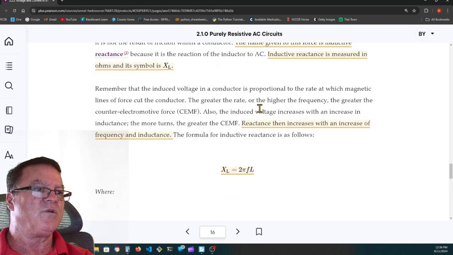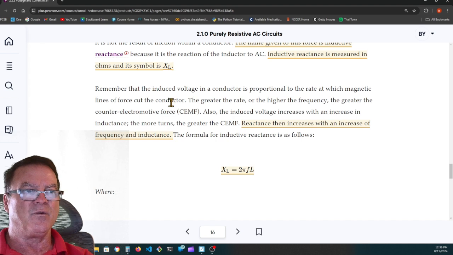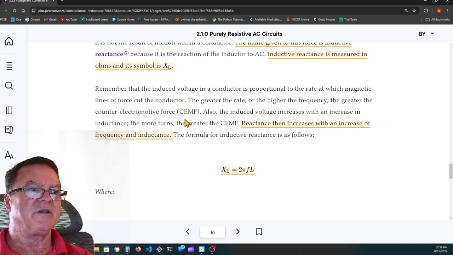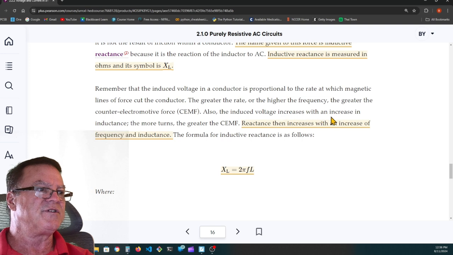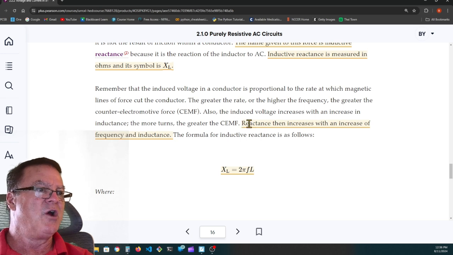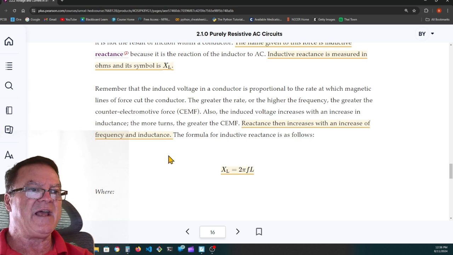Remember that the induced voltage in a conductor is proportional to the rate at which the magnetic lines of force cut the conductor. The greater the rate, or the higher the frequency, the greater the counter electromotive force. Also the induced voltage increases with an increase of inductance. The more turns, the greater the counter electromotive force. Here's a highlight. It says reactance then increases with an increase of frequency and inductance.